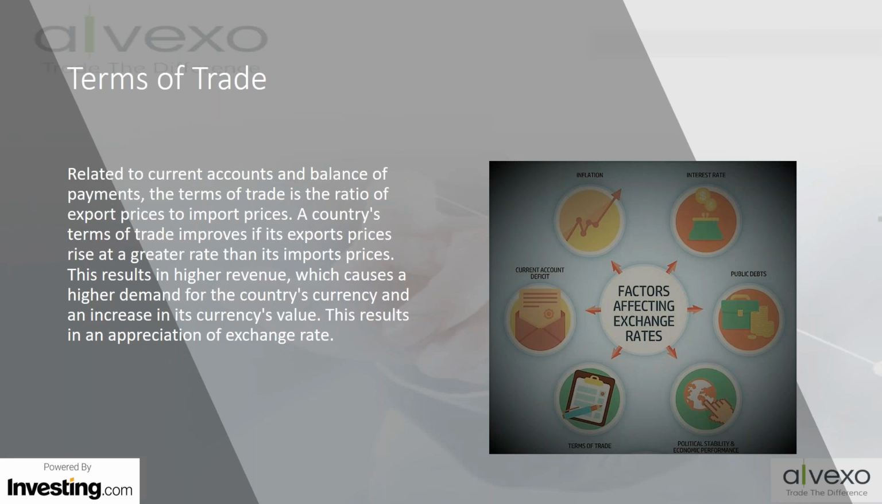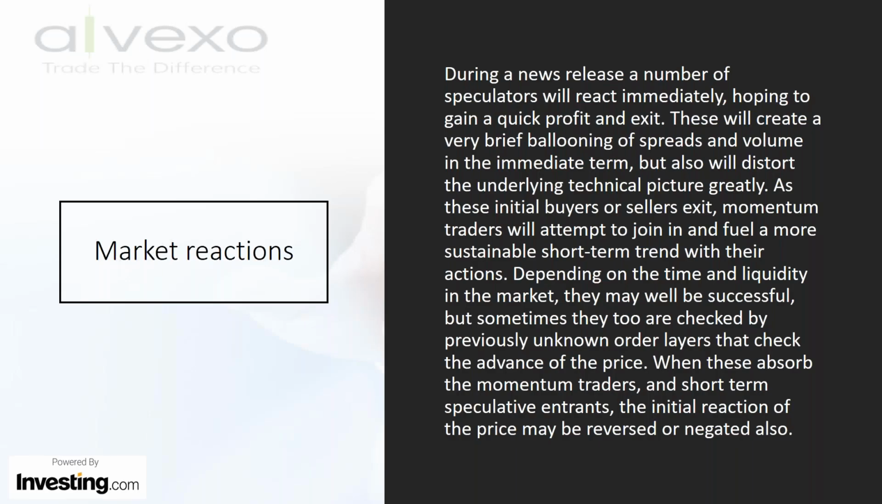Related to current accounts and balance of payments, the terms of trade is a ratio of exports to imports. A country's terms of trade improves if its export prices rise at a greater rate than its import prices. The result is higher revenue, which causes a higher demand for the country's currency and an increase in its currency value. This results in the appreciation of the exchange rate.